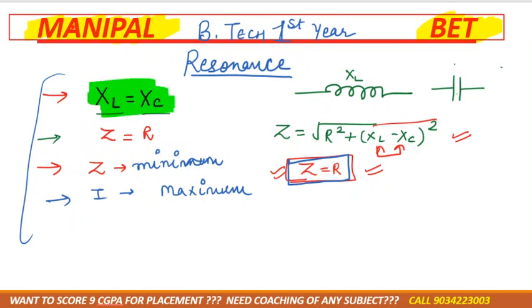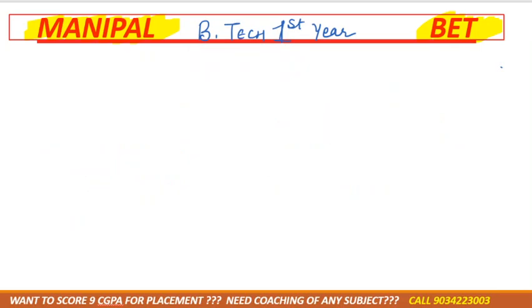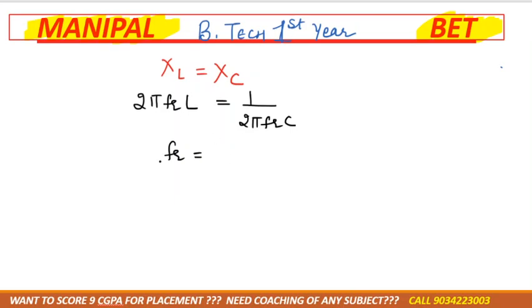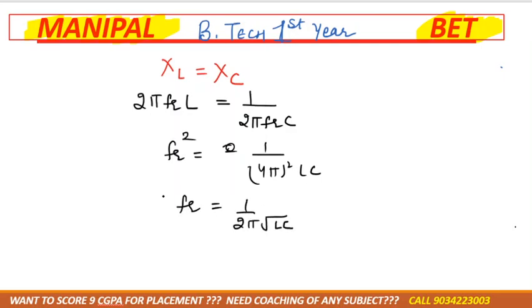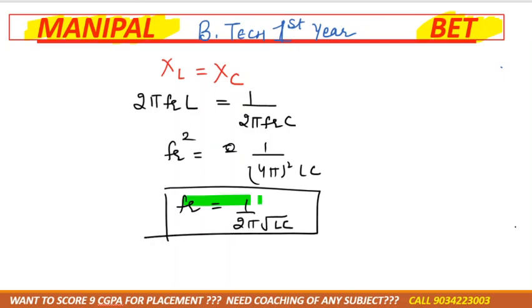Now for this case there is a particular resonant frequency, and we need to calculate it from this condition. As you know, XL is equal to 2 pi FR L, and XC is equal to 1 by 2 pi FR C. So can you calculate the FR formula from here? FR squared is equal to 1 by 4 pi squared LC. So FR would be 1 by 2 pi root LC. This is the formula for the resonant frequency. Note it down.